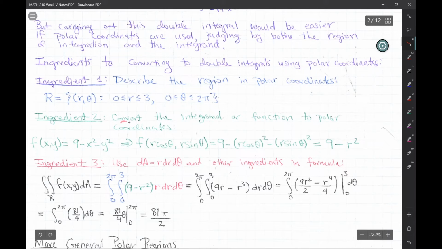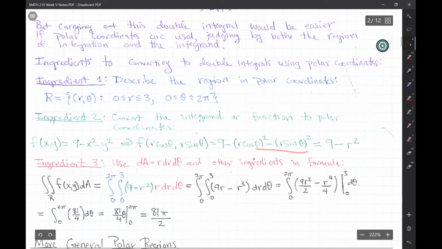Next, let's look at the second ingredient. Here, we convert the integrand or function to polar coordinates. So here is our f(x,y), 9 minus x squared minus y squared. How do we convert to polar coordinates? Well, wherever we see an x, we're going to plug in r cosine theta. And wherever we see a y, we're going to plug in r sine theta. So doing so, we end up getting 9 minus r squared.